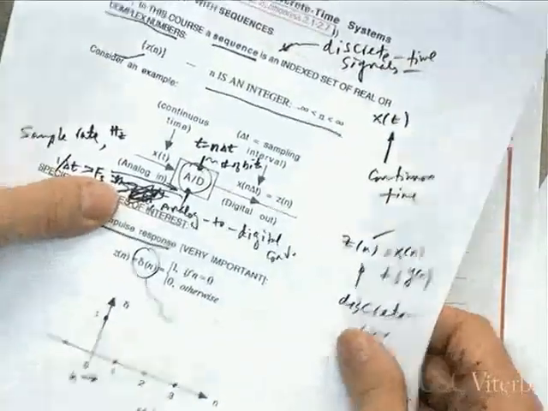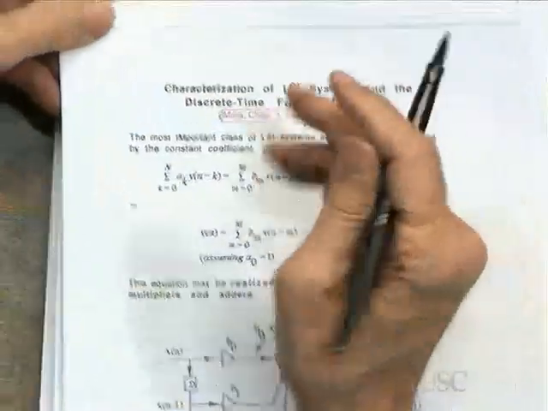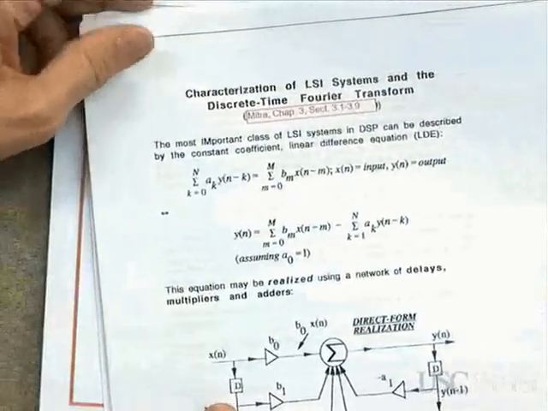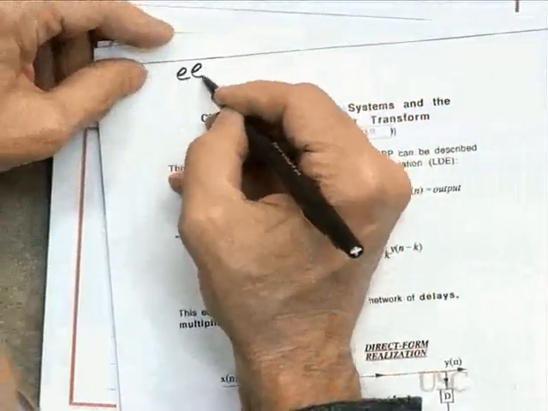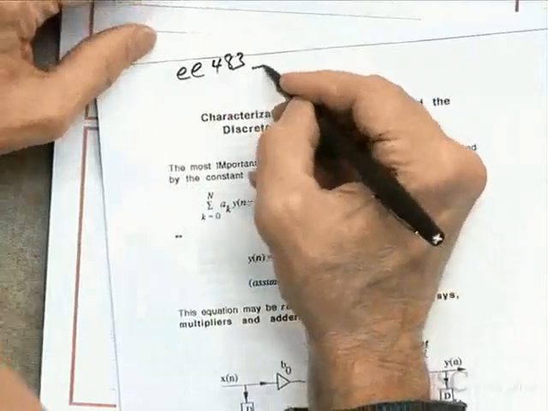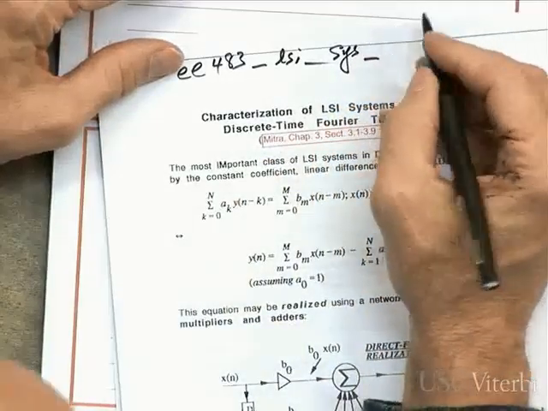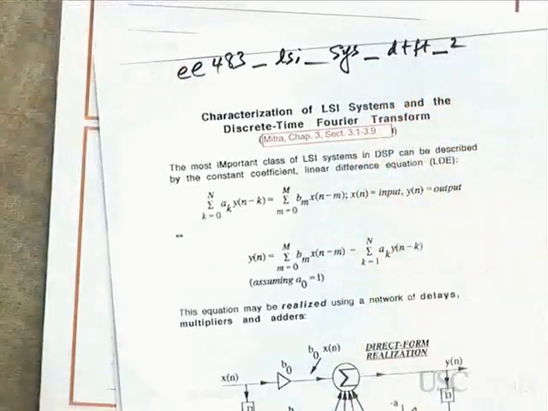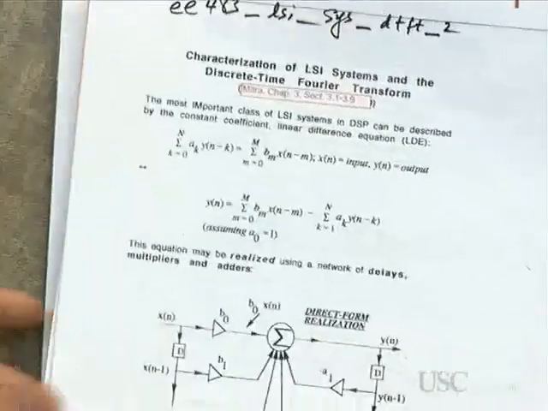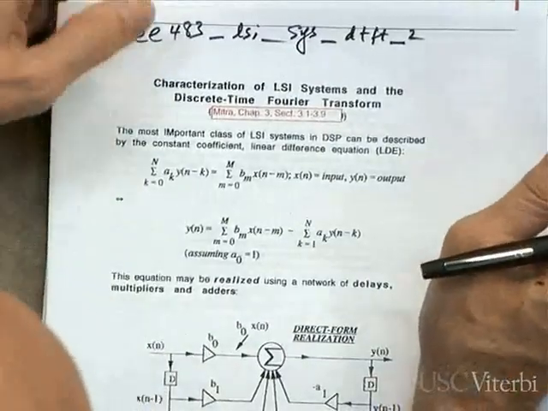Okay, so that pretty much finishes this section on sequences and discrete-time systems. I have a few more minutes, so I can talk to you for a few minutes about the second set of notes, which we will go over when I first see you, on the 28th. Let me at least introduce this. I have another set of notes called linear LSI sys DTFT underscore 2. These notes are also posted on the Blackboard, so you can look at these.